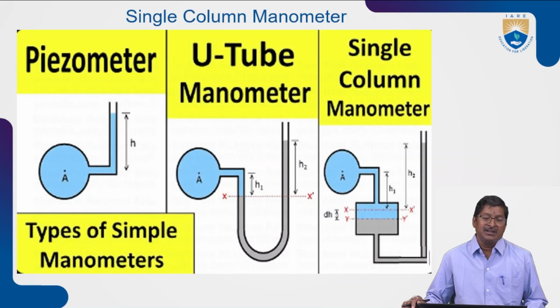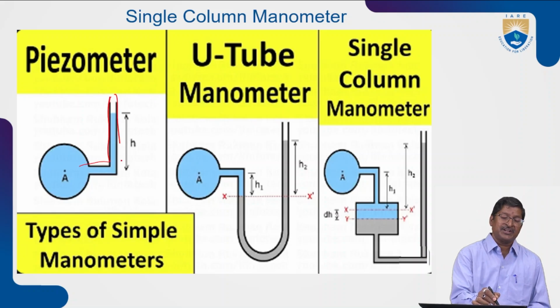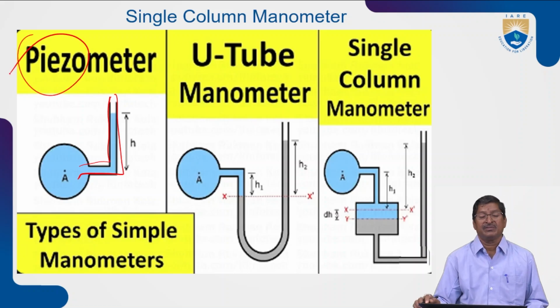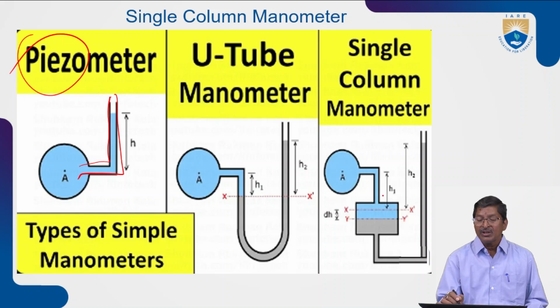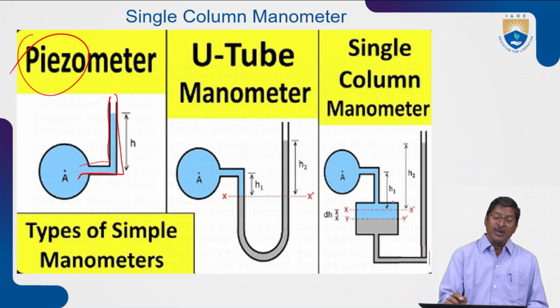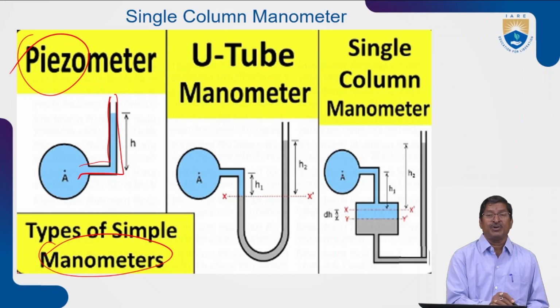So you can see here different types of single column manometers. Here it is just having a straight L shape. If it is like that, then that is called a piezometer. Okay, H is that. Then the U-tube manometer, it is like this, U-tube. I already discussed this. And also there is some rectangular box, a tank, below this. Okay. So this is a single column manometer, this is a U-tube manometer, and this is a piezometer. So these are the different types of manometer.